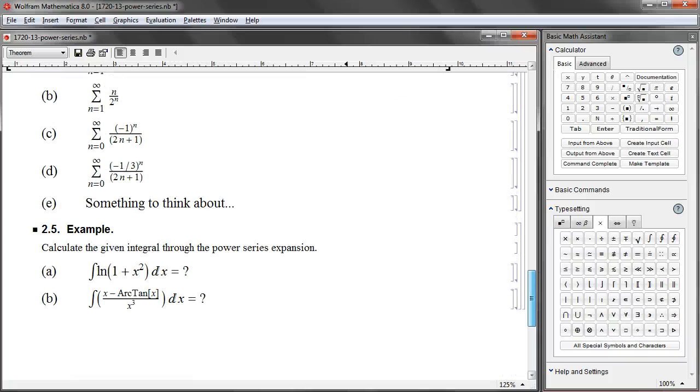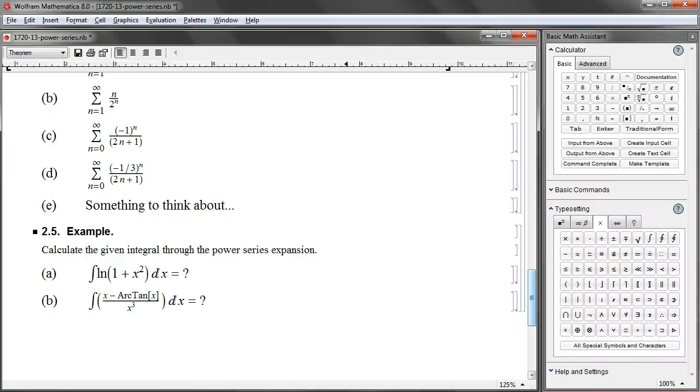Alright. The final types of problems are integral computations coming from the power series expansion. How about the first problem here? The integral of log of 1 plus x squared dx. If you have just log of 1 plus x, that's easy. You can do it by integration by parts. But this one is a very different story. You cannot use substitution. You cannot use integration by parts. You can use power series expansion though.